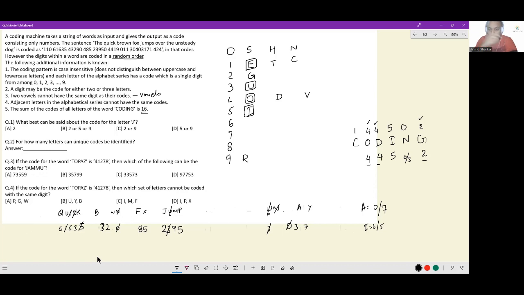Now A. A has 2 possibilities only. A can either be 3 or A can be 7. A cannot be 3 because U is already 3. 2 vowels can't be at the same spot. So A is at 7, which leaves Y at 3. Y is here. This is also done.